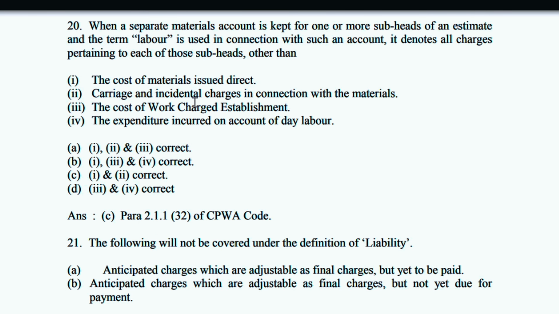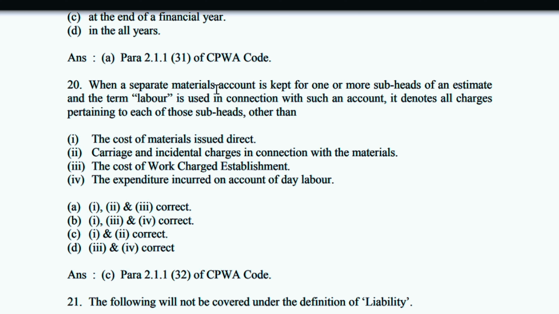Serial number 20. When a separate material account is kept for one or more subheads of an estimate and the term labor is used in connection with such an account, it denotes all charges pertaining to each of these subheads other than C.1, and here the answer is C. The cost of material is so direct and carriage and incidental charges in connection with the material.